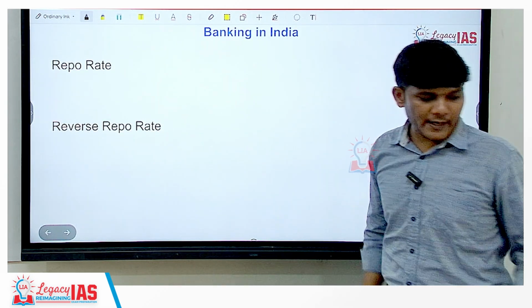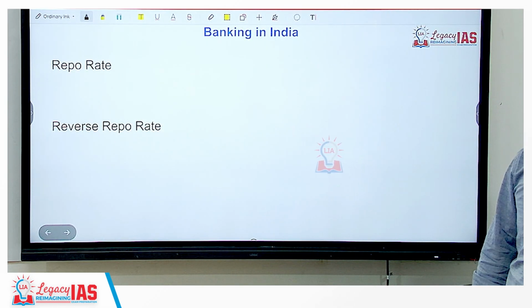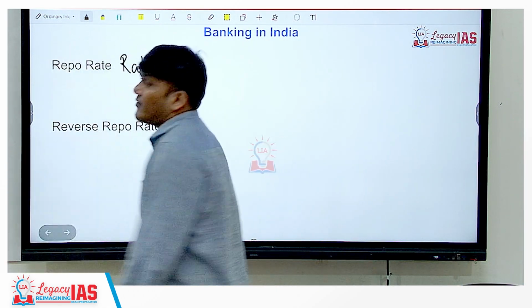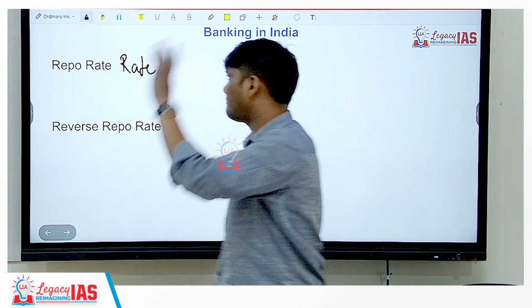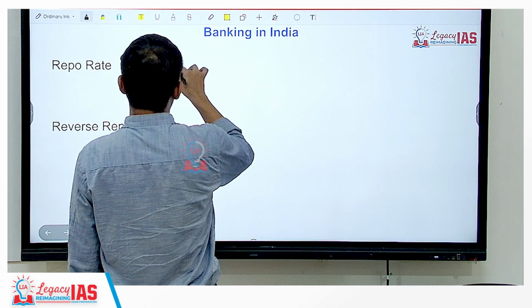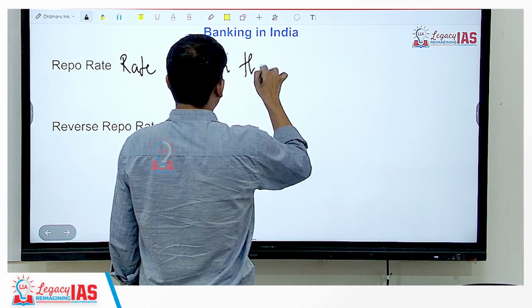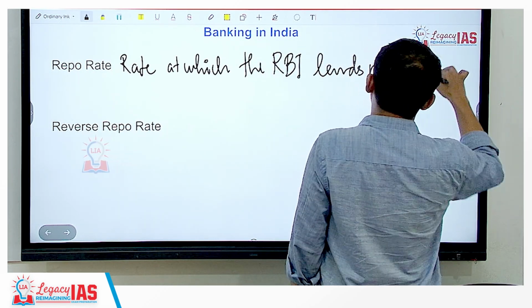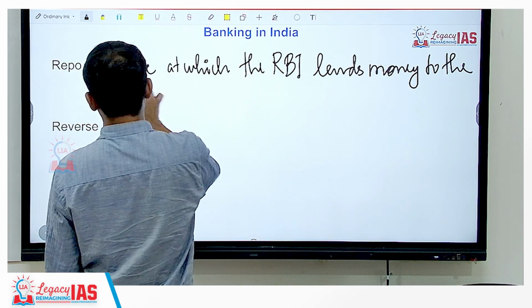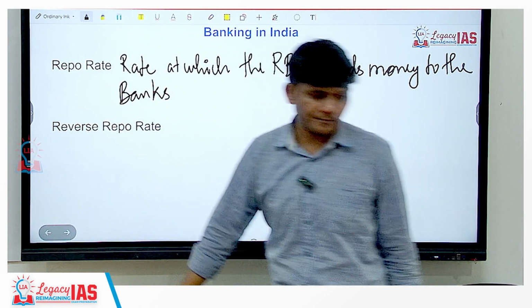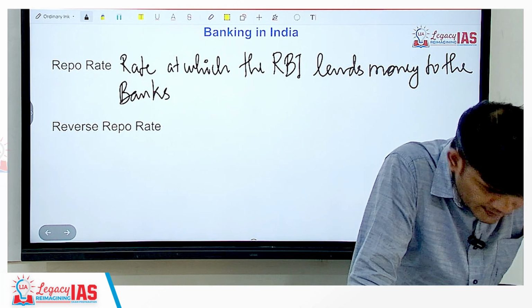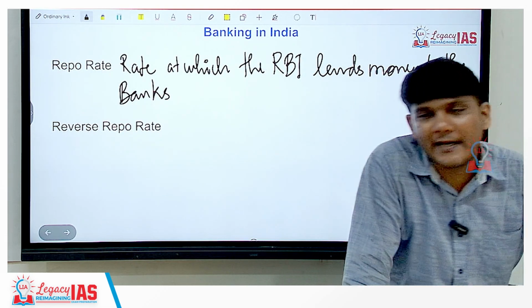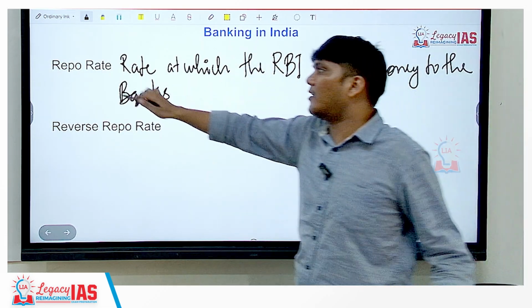Now coming on to repo rate and reverse repo rate. Repo rate is nothing but, remember I said the banks can borrow money from the Reserve Bank of India also. So repo rate is the rate at which the RBI lends money to the banks. That is your repo rate. Now, why is RBI lending money? Because these banks are short on money and they want to give more loans, so they want more money. They go to the RBI and get the money at an interest rate which is known as the repo rate.